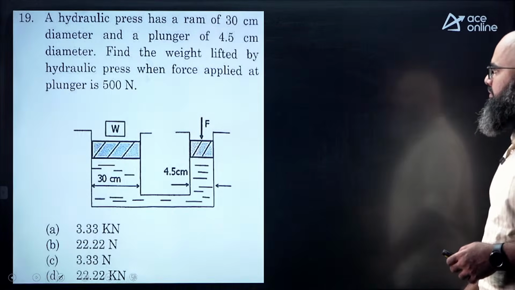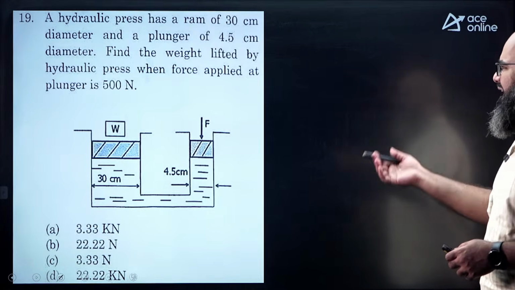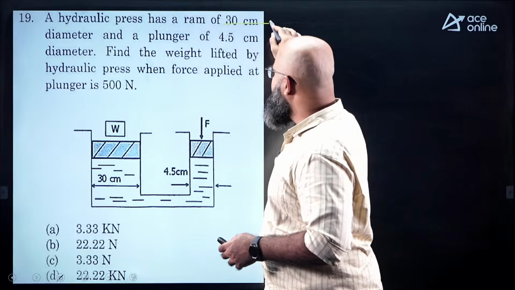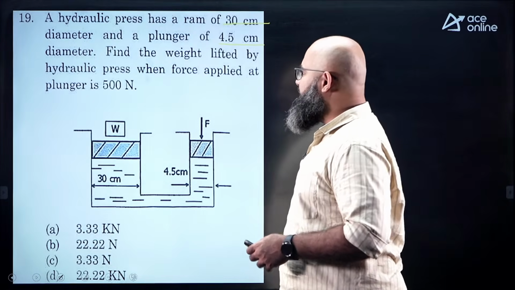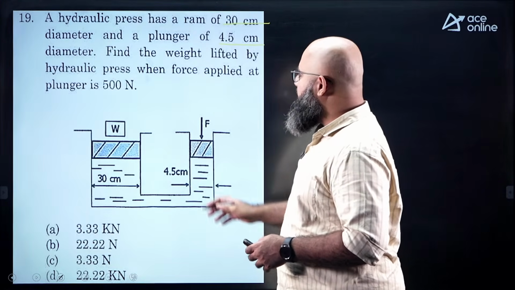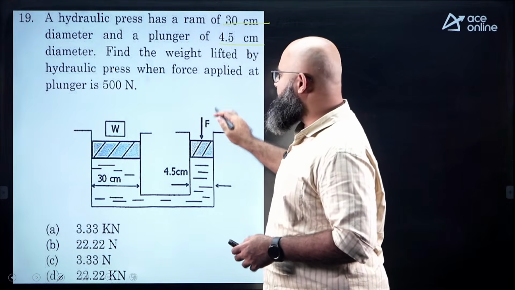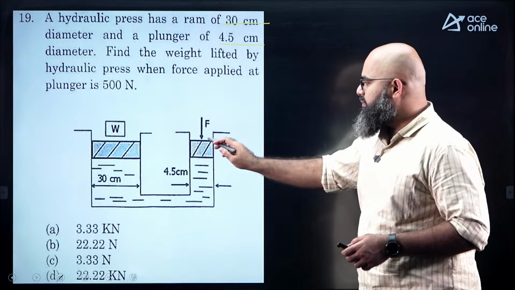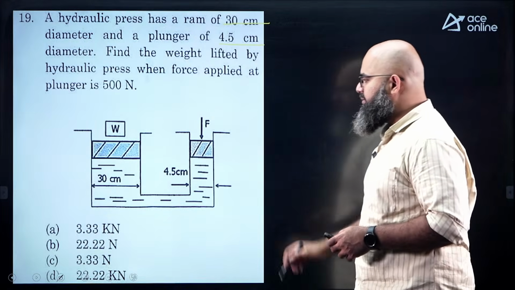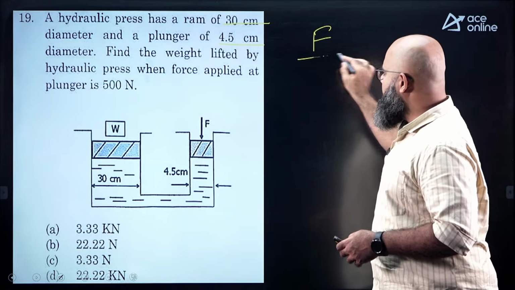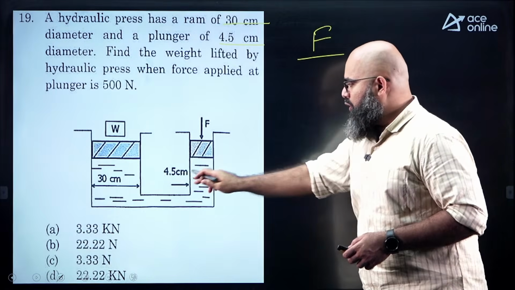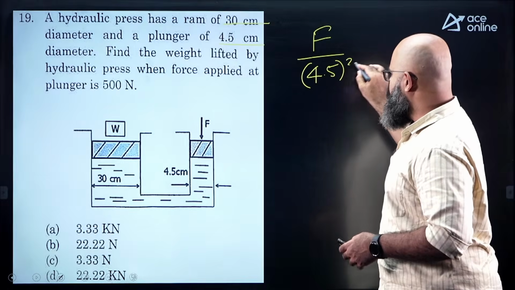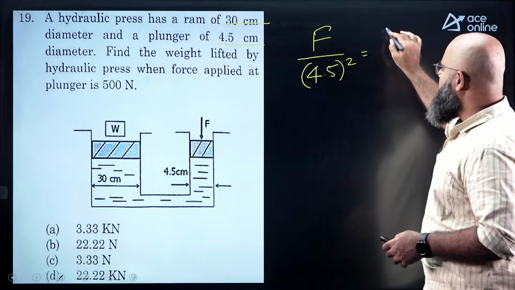Moving further. This is a question on a basic hydraulic press. The question says it has a ram of 30 centimeter diameter and a plunger of 4.5 centimeter diameter. Find the weight lifted by the hydraulic press when the force applied is equal to 500 Newton. So we can use the equation: pressure here and pressure here are both the same. So force divided by pi by 4 times 4.5 square.